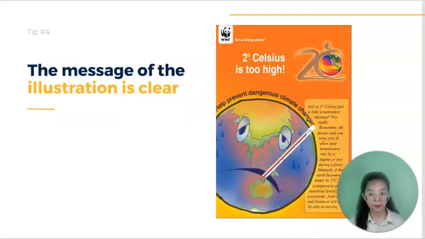Tip number 4, make sure that the message of the illustration is clear. So this illustration, consisting of the earth, the sweat dripping, and the thermometer, perfectly fits the title of the leaflet, which is 2 degrees Celsius is too high. So this is a leaflet by the Worldwide Fund for Nature. And it talks about what might happen if the Earth gets 2 degrees warmer.